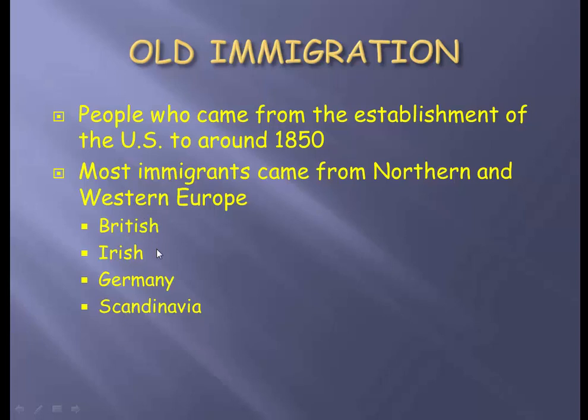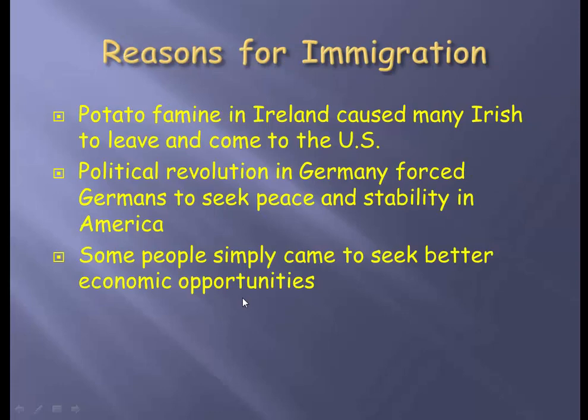What were the groups? British, Irish, German, and then the Scandinavian peoples, right? Those are from Northern Europe. They're really white. Why did they come? So these specific groups, now we're going to give you some specifics. The potato famine was really horrible for the Irish. Disease, poor rainfall, really devastated the potato crop, and people were dying by the thousands. So what did the Irish do? They packed up their stuff, came to the United States, right?